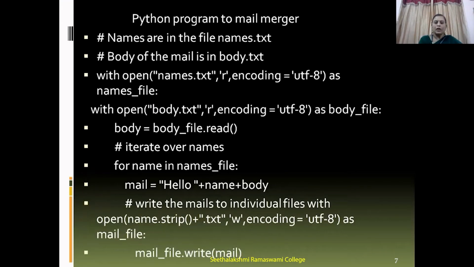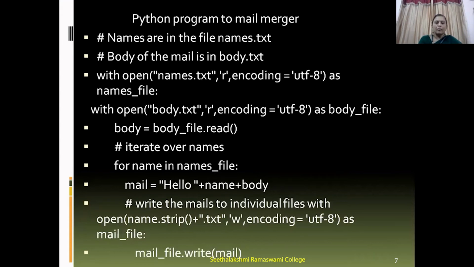Next one is the Python program for mail merge. So here, as well as the program, files are also involved, how to open the files, etc. So here, with open names.txt in the mode r, that is read, and the file name is names.txt, encoding utf-8, as names file. So names.txt is opened as names file. Again open body.txt for reading, encoding utf-8, as body file.